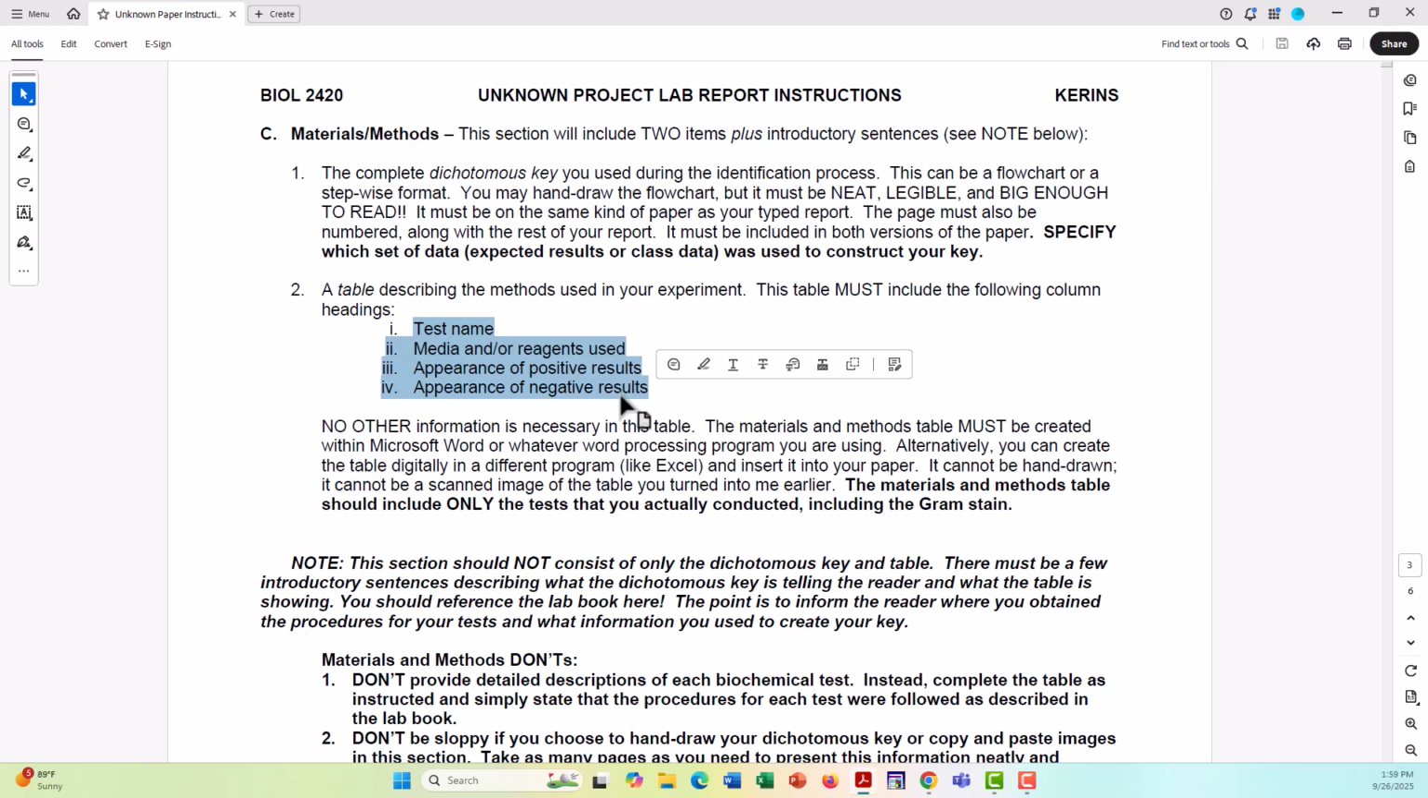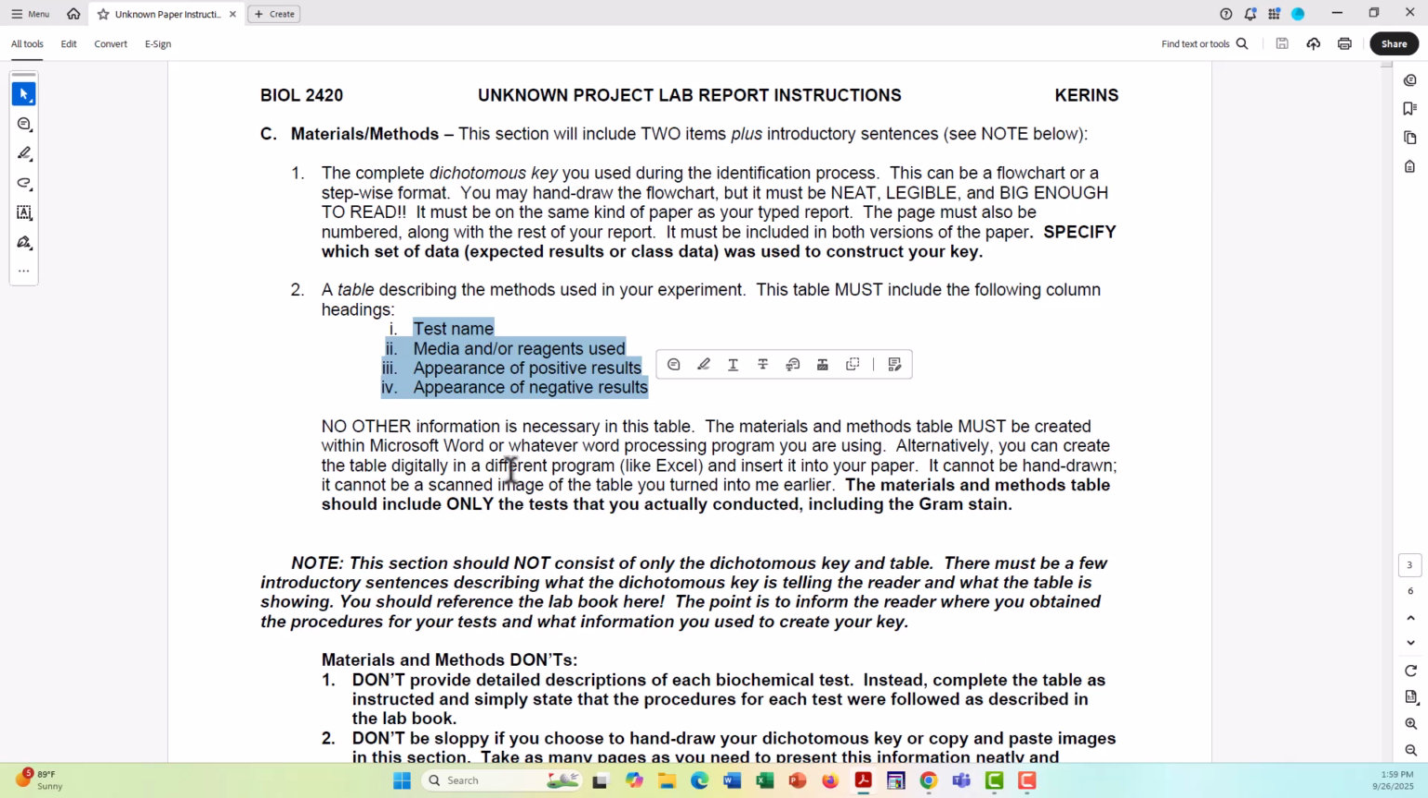I want you to regenerate the key, and you need to do that within the word processing program that you're using. If you're using Microsoft Word, you need to create the table in Microsoft Word. If you don't know how to do that, it's really easy. I can show everybody how to do that in class. Alternatively, you can also look that up online very quickly and find a YouTube video about that.